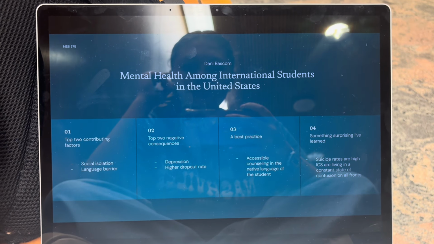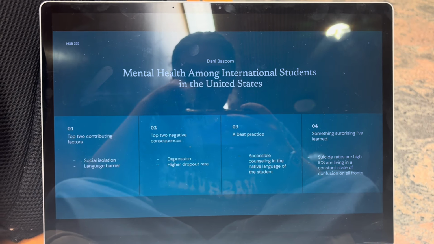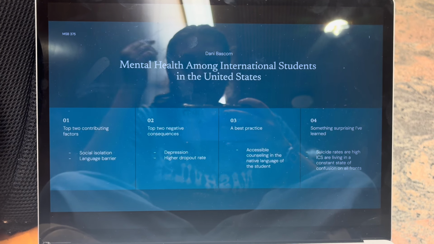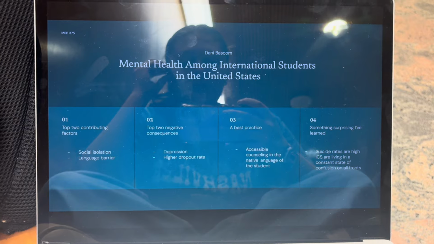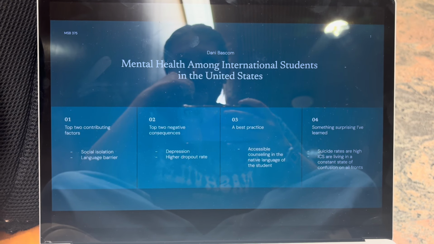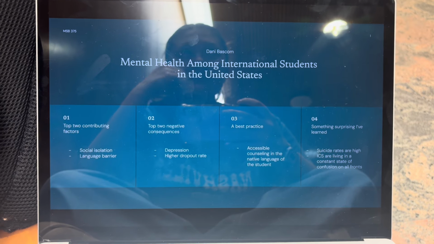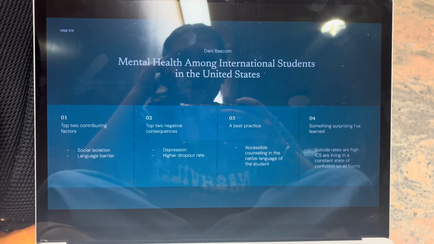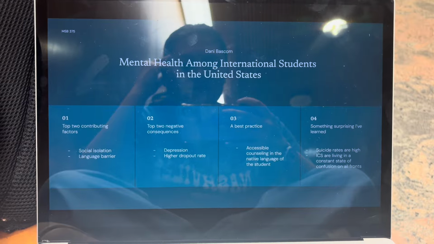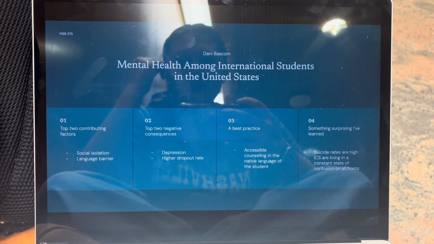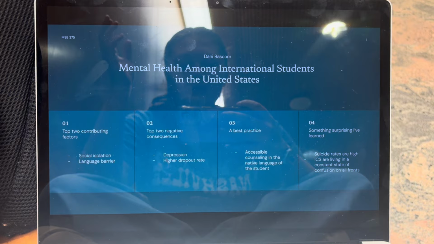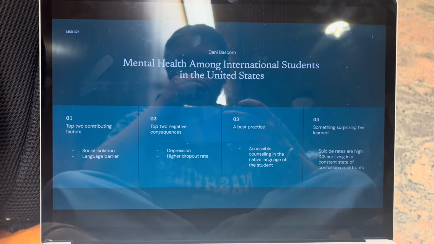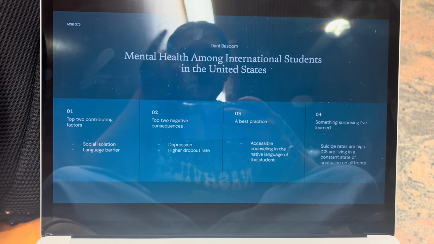One of the top two negative consequences that I found was depression, and the other one was higher dropout rates. It's really sad to see the levels of depression of international students in the United States especially. It's really high. In my issue brief I talk about some of it, but 75% of the students have depressive symptoms, but then also fall into deep depression while they're in the United States doing their schooling, and so it's super sad.